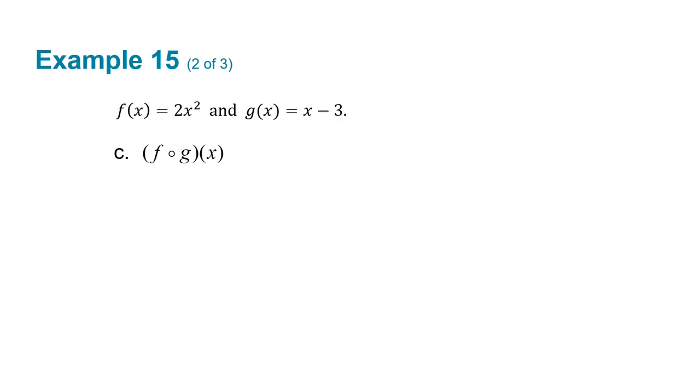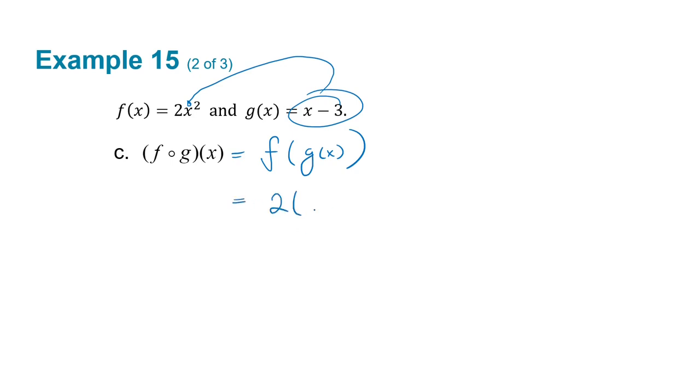In part C, I want you to try it on your own. Pause the video and do part C. Okay, let's do it together now. I'm going to find f of g of x. That means g is going inside f. We'll take the x minus 3 and it's going to go inside that x. So this is equivalent to 2 times x minus 3 squared.